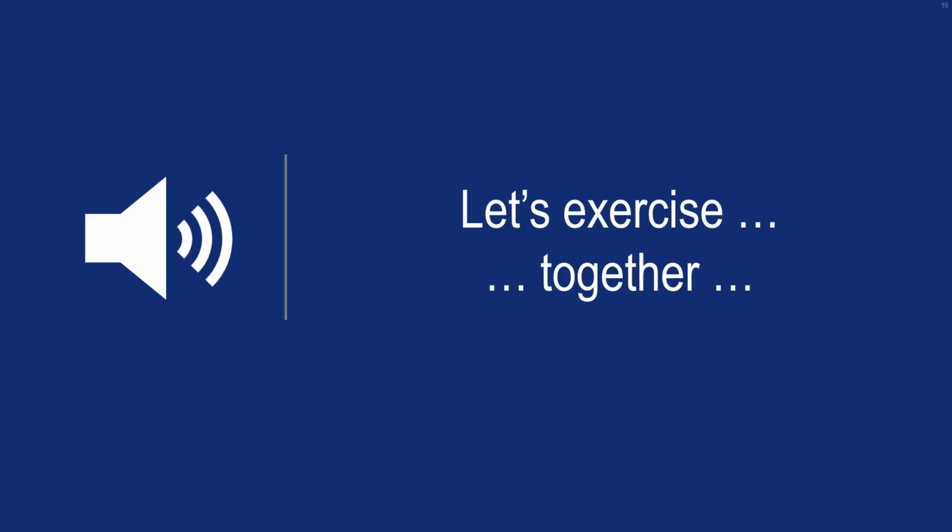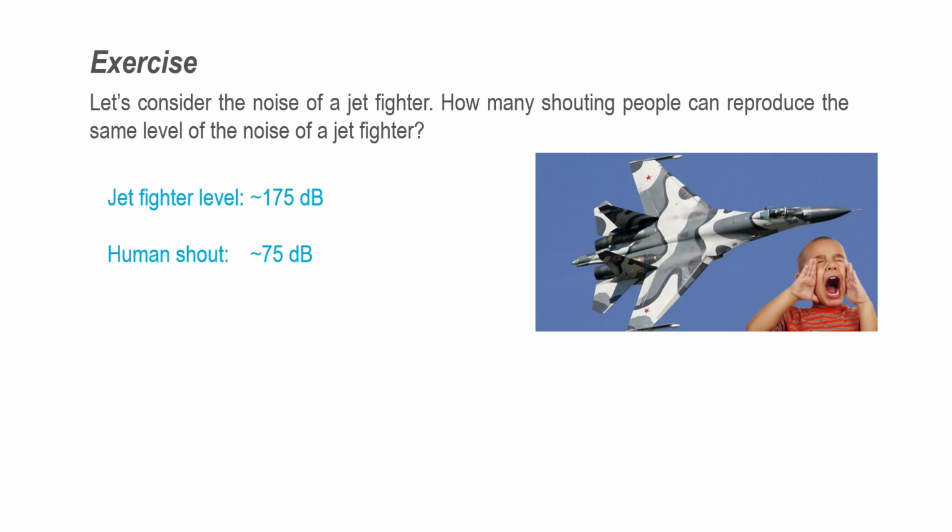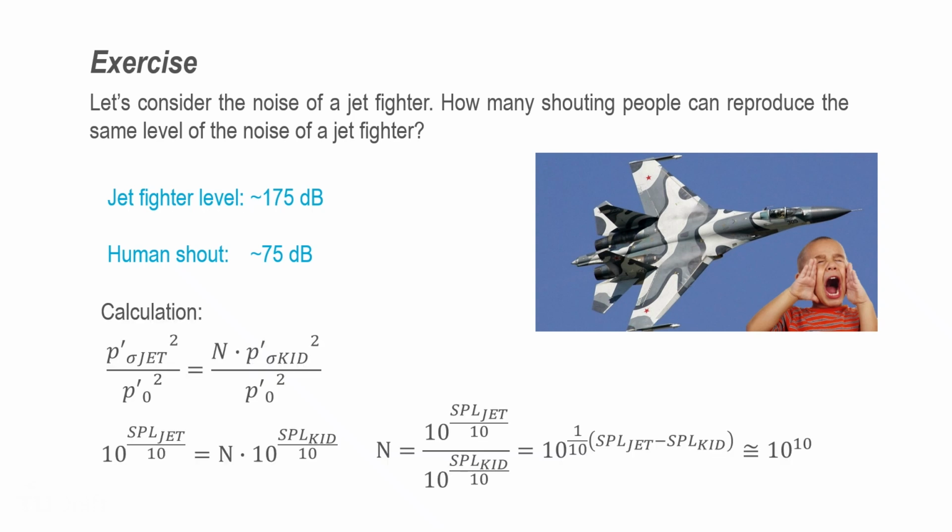Let's consider the noise of a jet fighter. Its sound level is about 175 dB. A human shout is about 75 dB. So how many people shouting do we need to match the noise of a jet fighter? As you can see here, by equating the square of the PRMS of n people shouting to the one of the jet fighter, you can retrieve your n. And the answer is that essentially the entire world population shouting at once will not be able to match a difference of 100 decades.